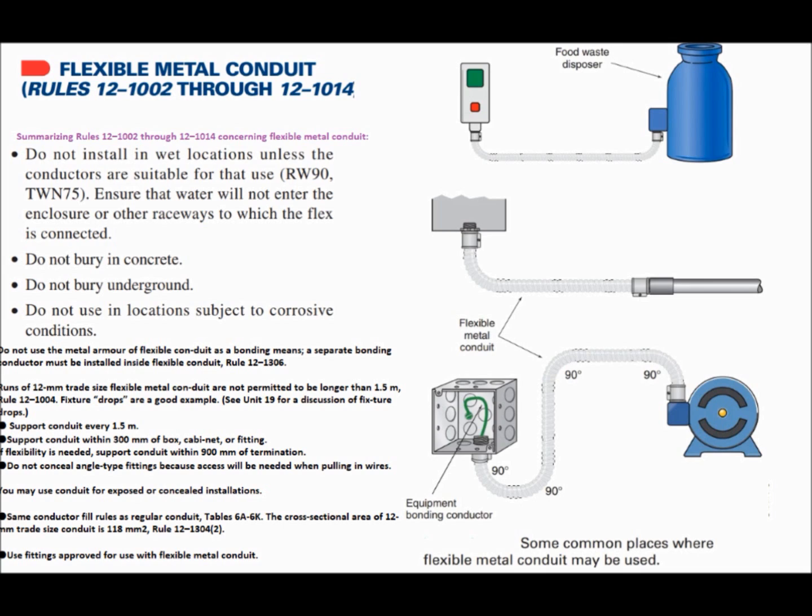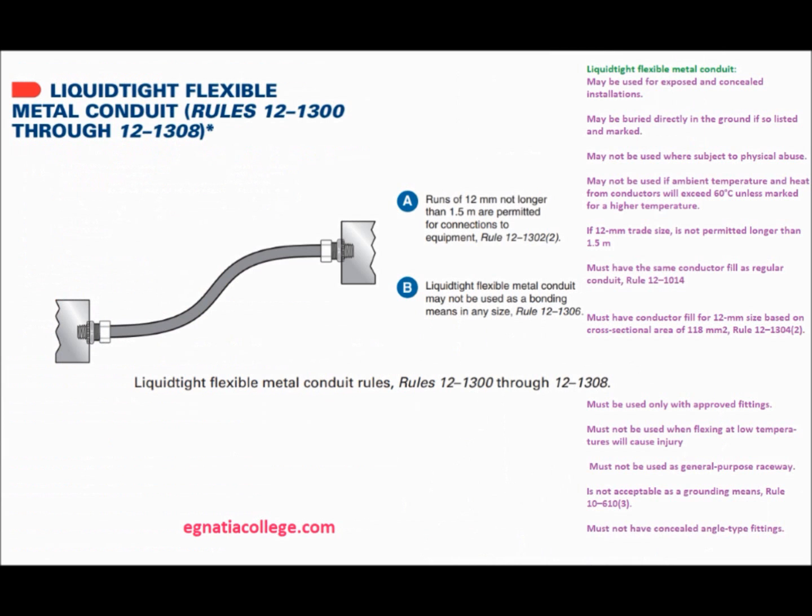Runs of 12 mm trade-size flexible metal conduit are not permitted to be longer than 1.5 meter. Support conduit every 1.5 meter. Support conduit within 300 mm of box, cabinet, or fitting. If flexibility is needed, support conduit within 900 mm of termination. Do not conceal angle-type fittings because access will be needed when pulling in wires. You may use conduit for exposed or concealed installations. Use fittings approved for use with flexible metal conduit.